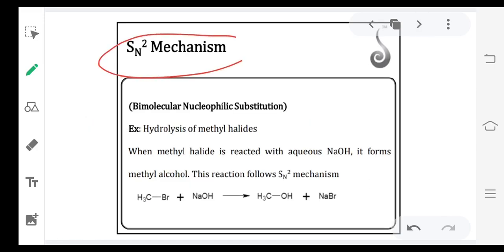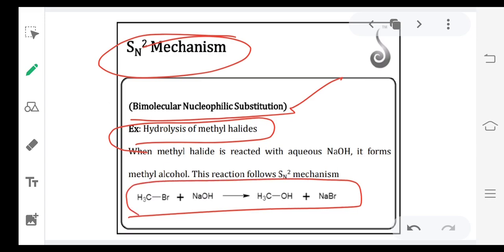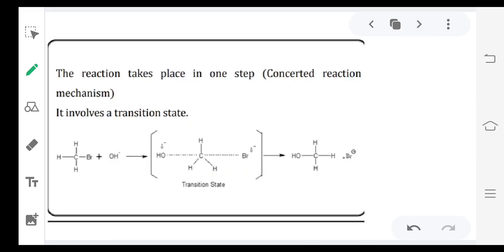Next, SN2 mechanism. Hydrolysis of methyl halides is an example. SN2 means bimolecular nucleophilic substitution reaction. Here 2 refers to bimolecular. When methyl halide is treated with aqueous NaOH, it forms methyl alcohol. The reaction follows SN2 mechanism. This is the reaction, so we will see the mechanism. This reaction takes place in one step. This is also called a concerted reaction mechanism.